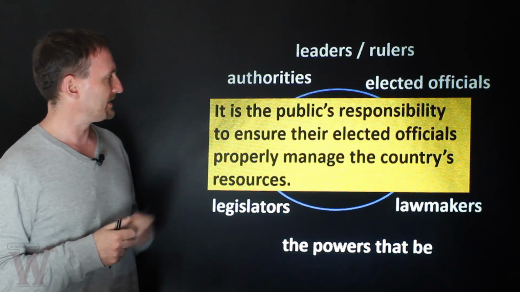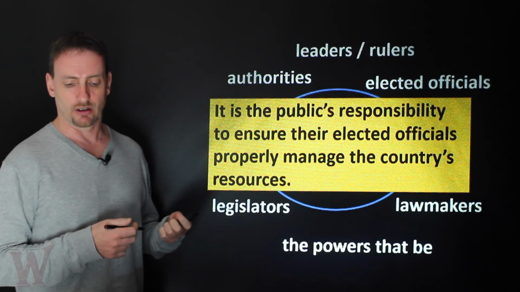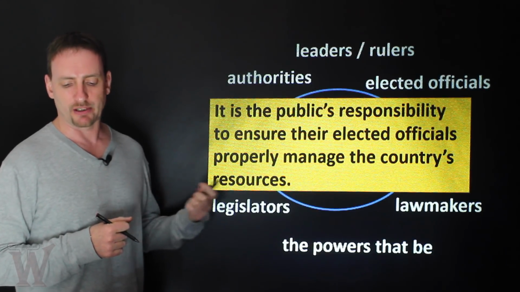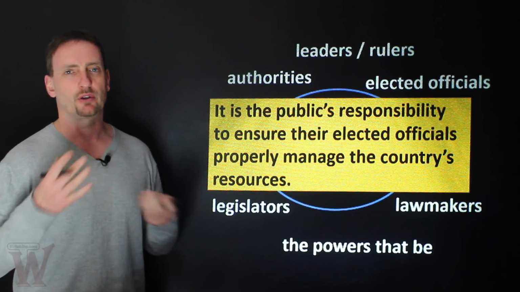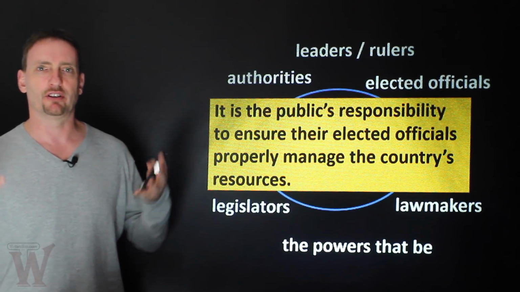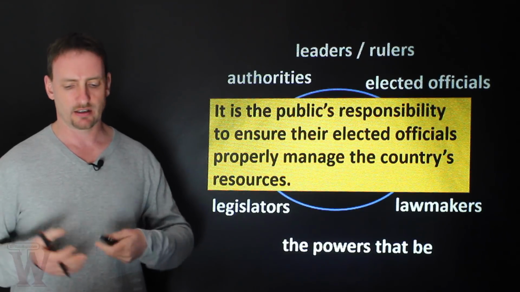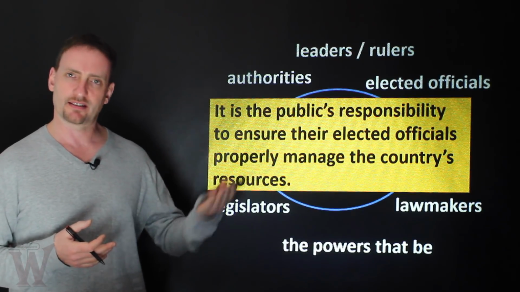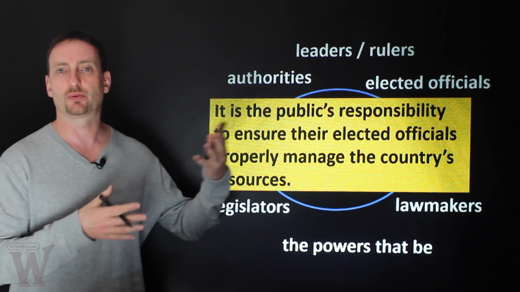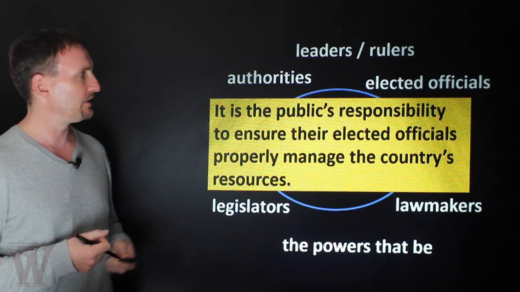Now, here's a sentence. It is the public's responsibility to ensure that their elected officials properly manage the country's resources. If we're talking about a task asking whose responsibility it is to reduce pollution in the world, is it the people or is it their governments? Instead of saying governments, say elected officials. This is what they were chosen to do. This is what they were voted for, to come into power and manage the country's resources.